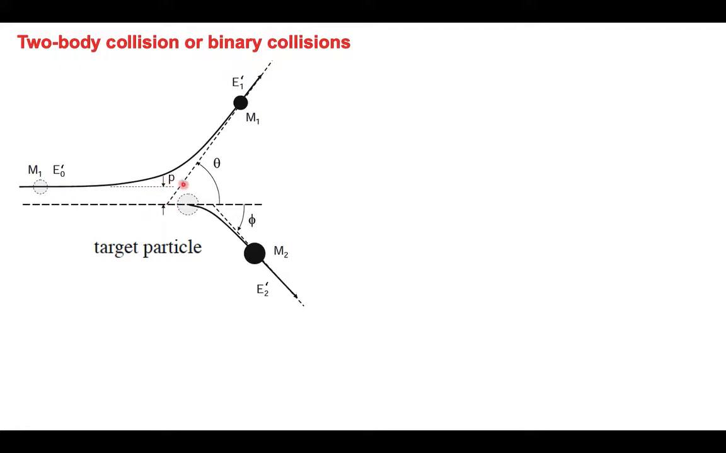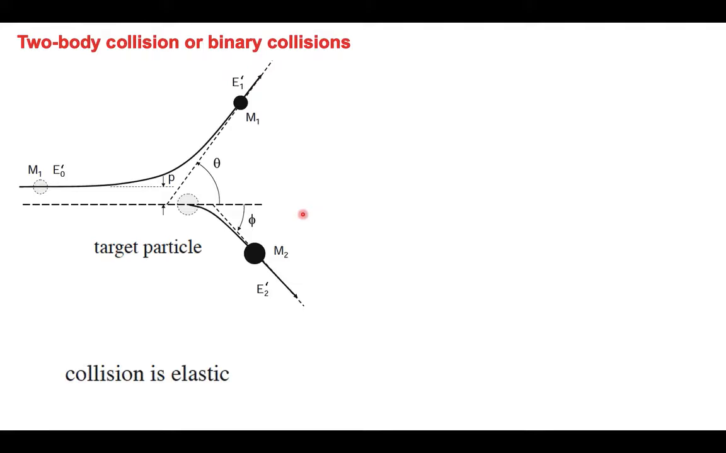Now it has the collision, and after the collision, some of the energy of the incident ion is transferred to the target particle, which moves in a particular direction, making angle phi, and the incident particle itself is also deflected in another direction, making angle theta. So this is a two-body collision process.